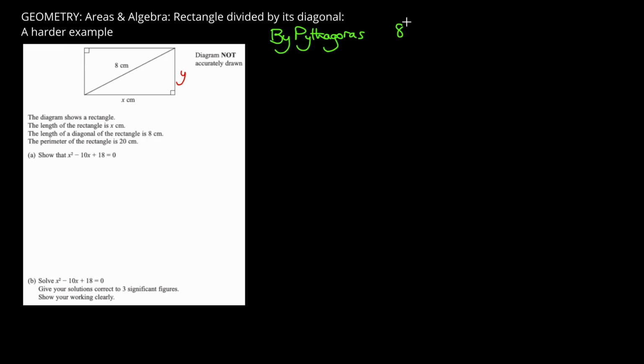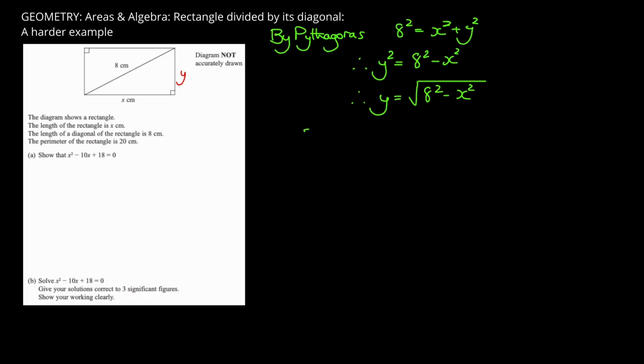We know that 8 squared must equal x squared plus y squared. And we need to make y the subject, therefore y squared is equal to 8 squared minus x squared. And therefore y is equal to the square root of 8 squared minus x squared. So we've got the height of the rectangle, we've got the length, and we've been told that the perimeter is equal to 20. So we can set up an equation which should result in this quadratic.